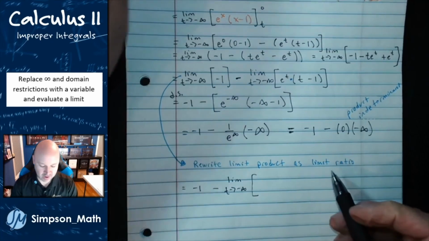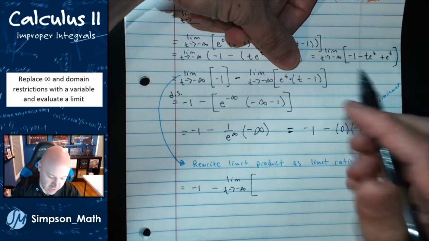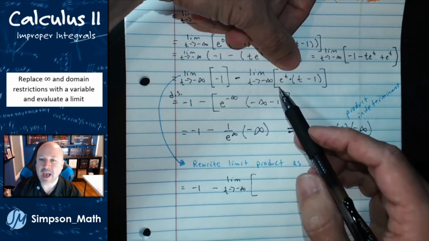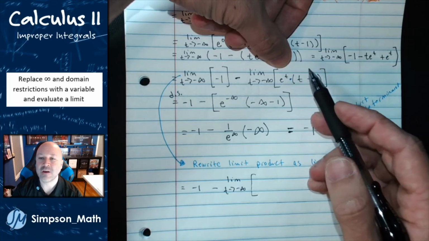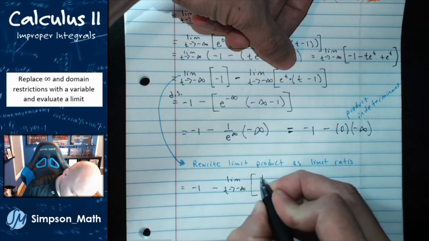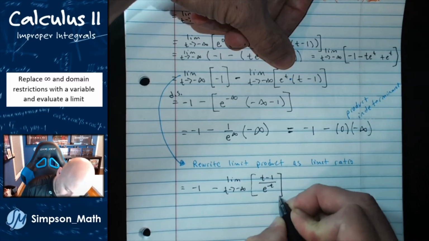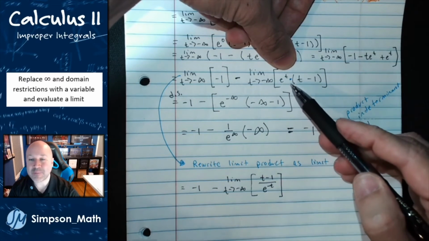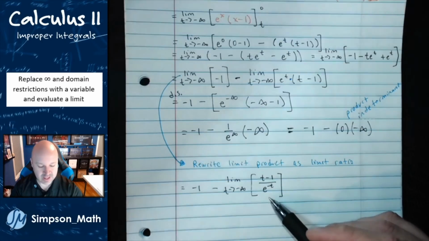And I want to take that product and rewrite it as a ratio. I have two options. I could take the t minus 1 and raise it to the negative first power. I think, though, I'll take the e to the t and call that e to the negative t in the denominator position. So I just took the limit that ended up as a product and said I'd rather talk about it as a ratio.